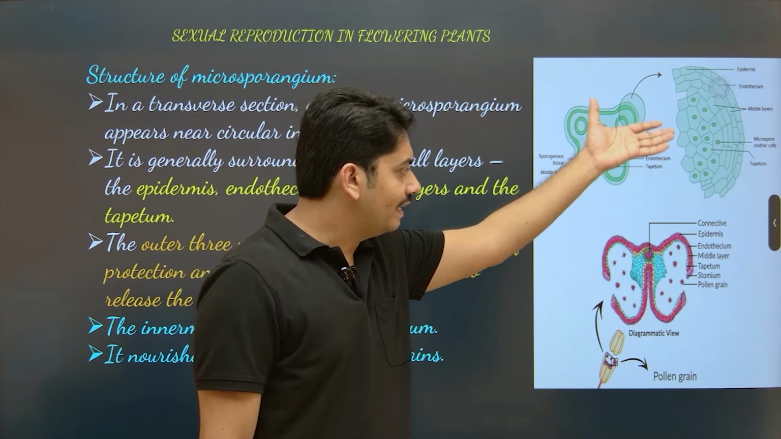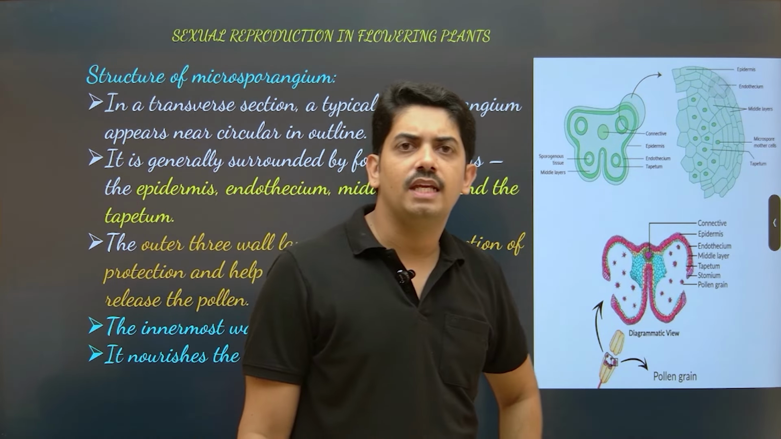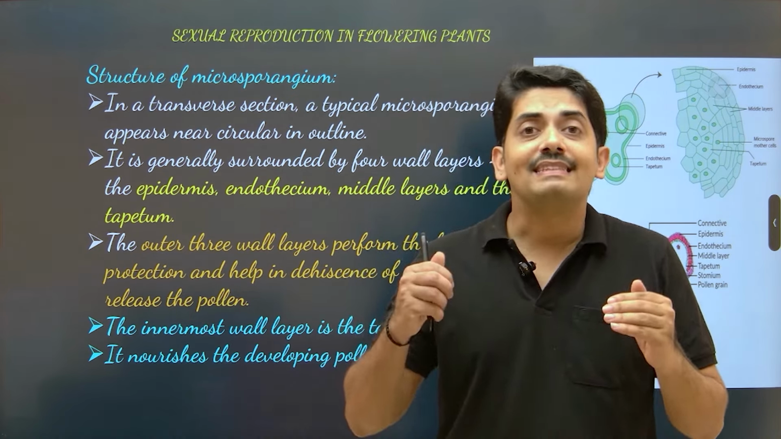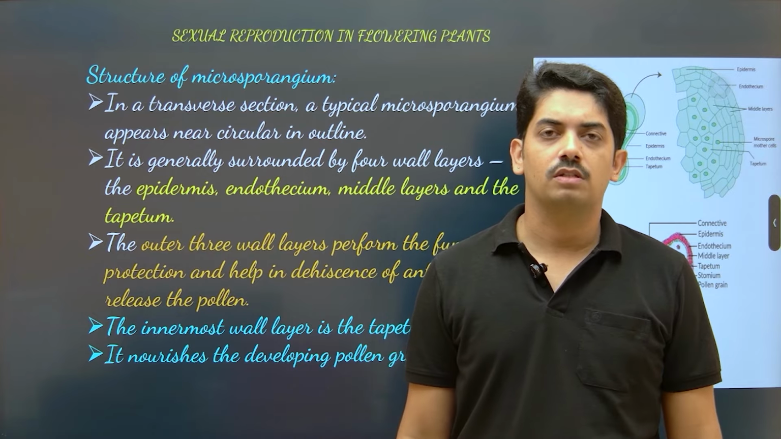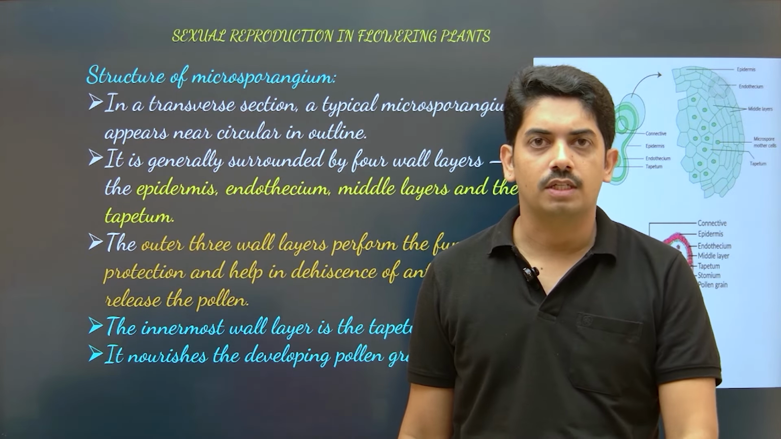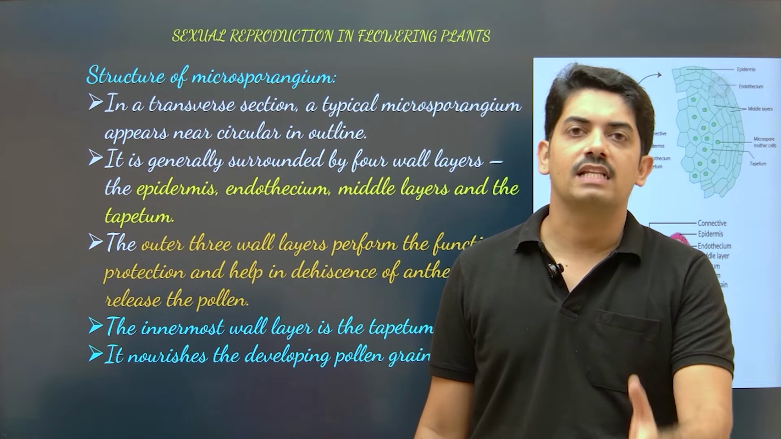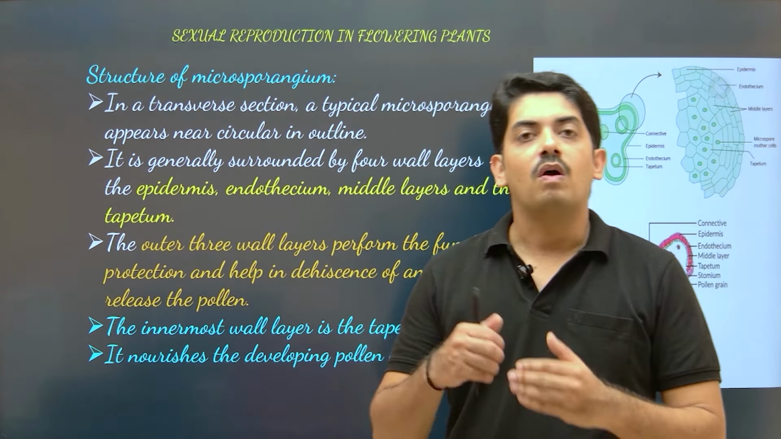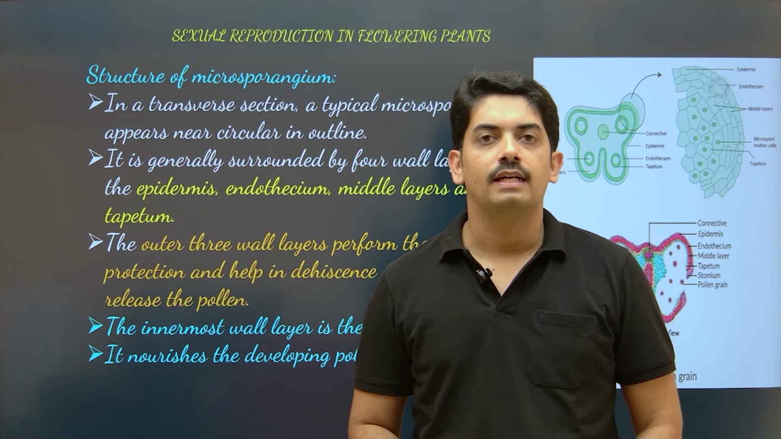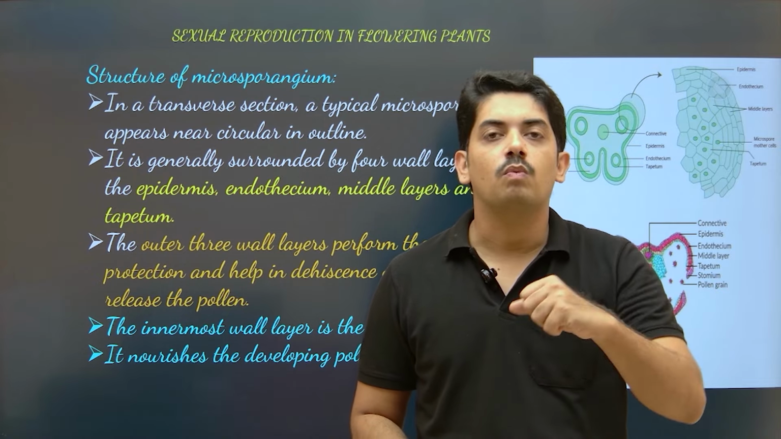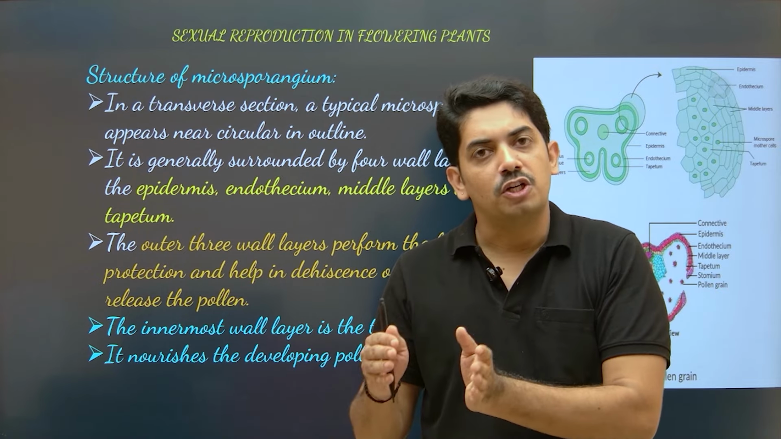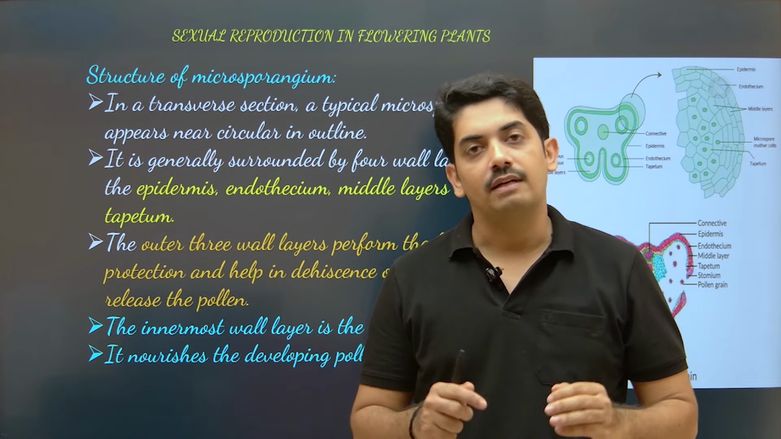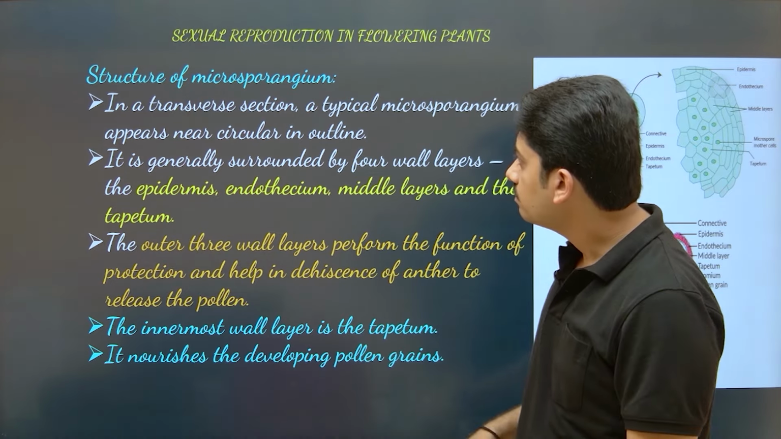Now just look at this diagram. This is a very, very important part. What is there inside the male reproductive structure? That means if you take the transverse section of the anther, what layers are present, what is the innermost layer, and what is the function of all these tissues, that we will study in detail.